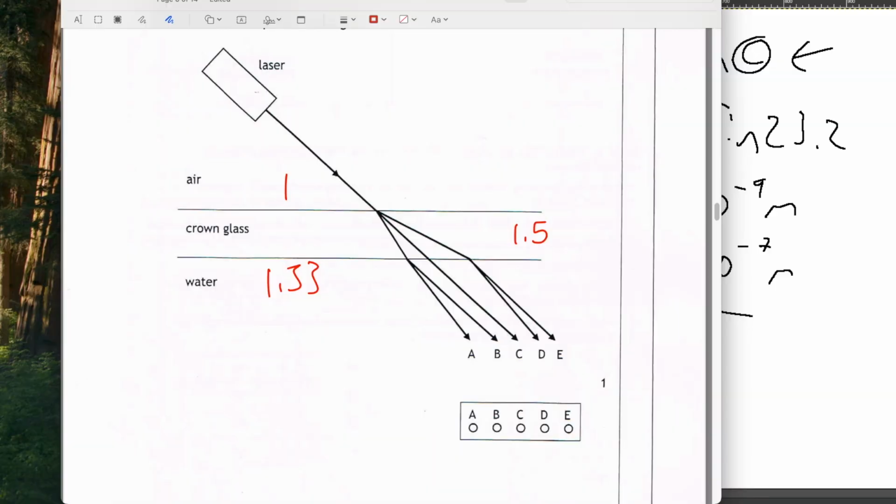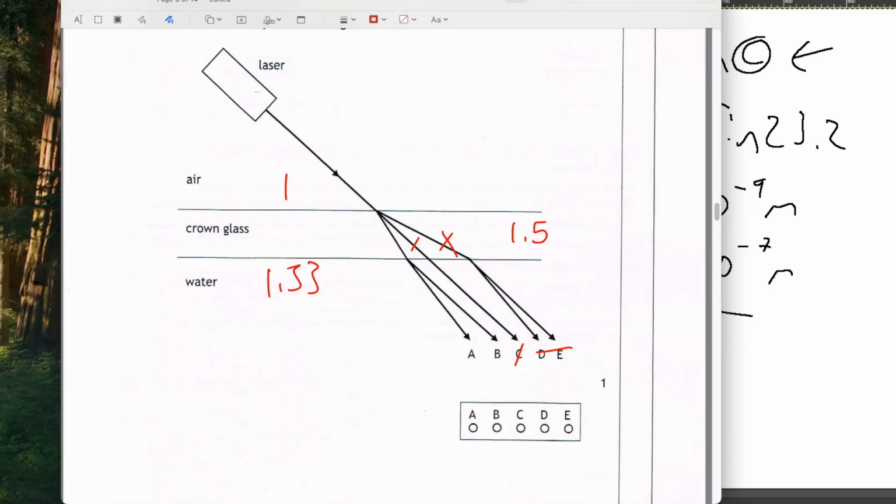What is happening here, folks? You have to put the information through your brains and process it. Light travels from air into glass. It bends towards the normal when it enters a denser material, right? So if it bends towards the normal, it's not D or E. This one isn't even bending, it's just going straight through, so it's not C. Process of elimination, folks, it's your best friend.